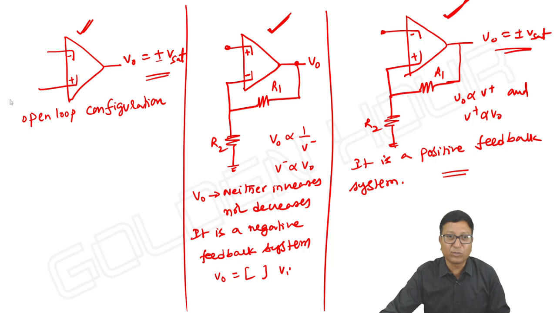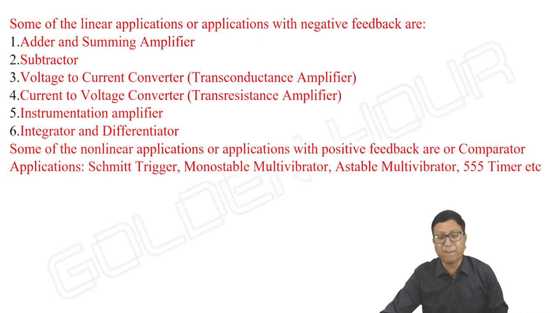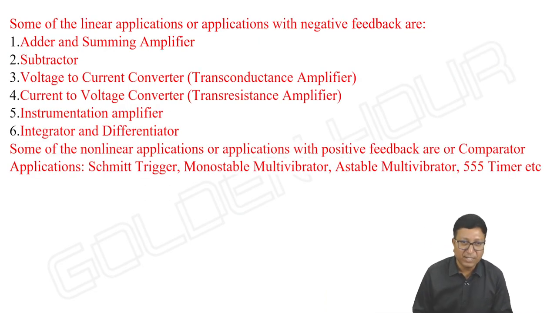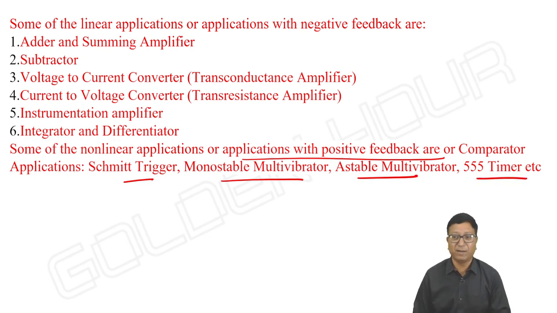Whereas in these two, with open loop and with positive feedback, output is plus or minus V sat. So those are called comparator applications. And some non-linear applications are applications with positive feedback. Positive feedback means output is plus or minus V sat. That's why it's called non-linear. You can't write output is equal to something into input. Examples are Schmitt trigger circuit, monostable multivibrator, astable multivibrator, 555 timer, etc. These are some of the applications.